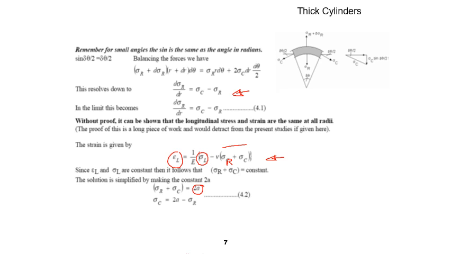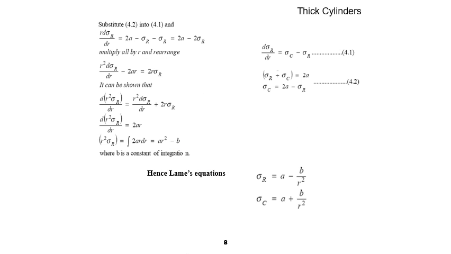So we have sigma c is equal to 2a minus sigma r, which we can then solve together with equation 4.1, right? Putting 4.2 into 4.1, we have then this equation here. So the rest is just the mathematical solution, which you can go through.